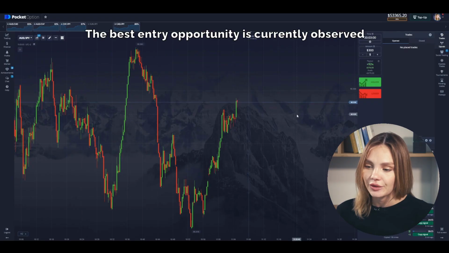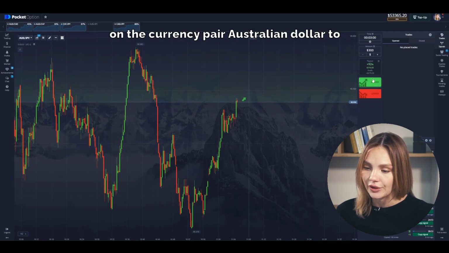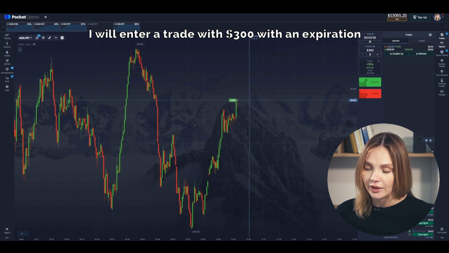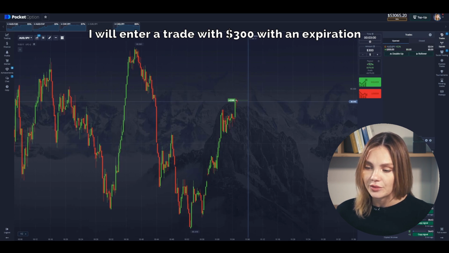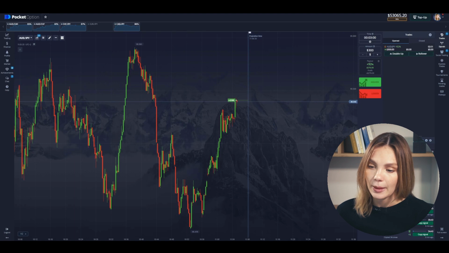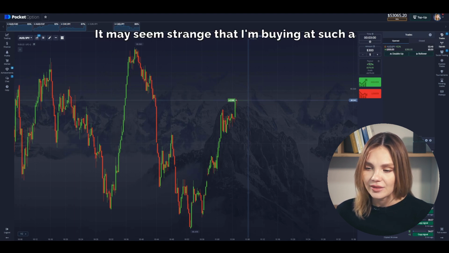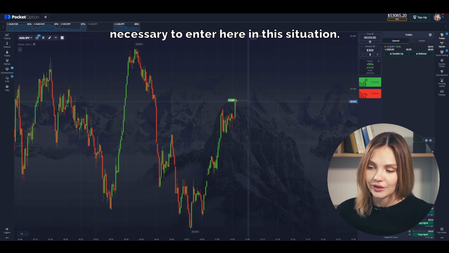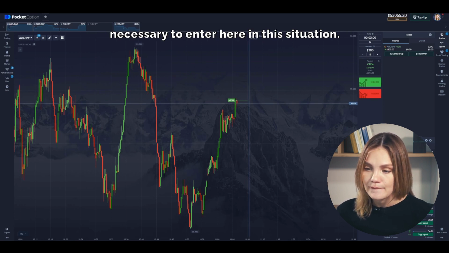The best entry opportunities currently observed on the currency pair Australian dollar to Japanese yen. I will enter a trade with $300 with an expiration time of 3 minutes going long. It may seem strange that I'm buying at such a high level, but let me explain why it was necessary to enter here in this situation.